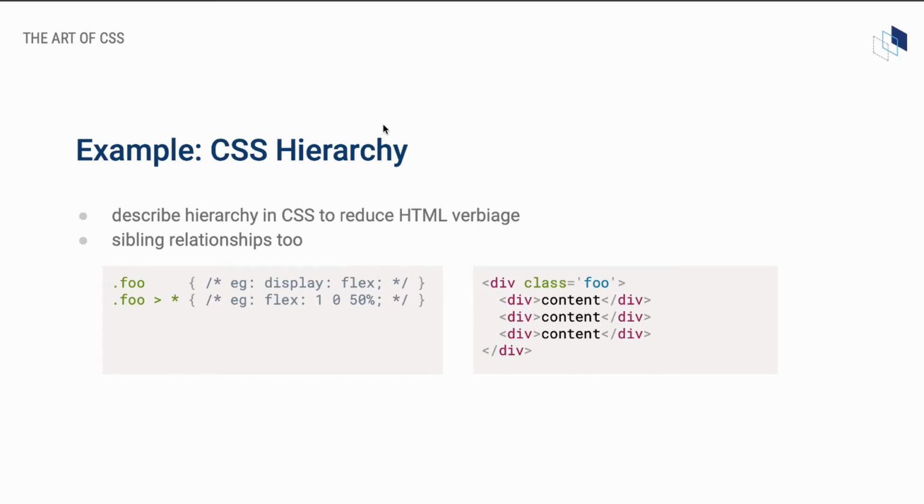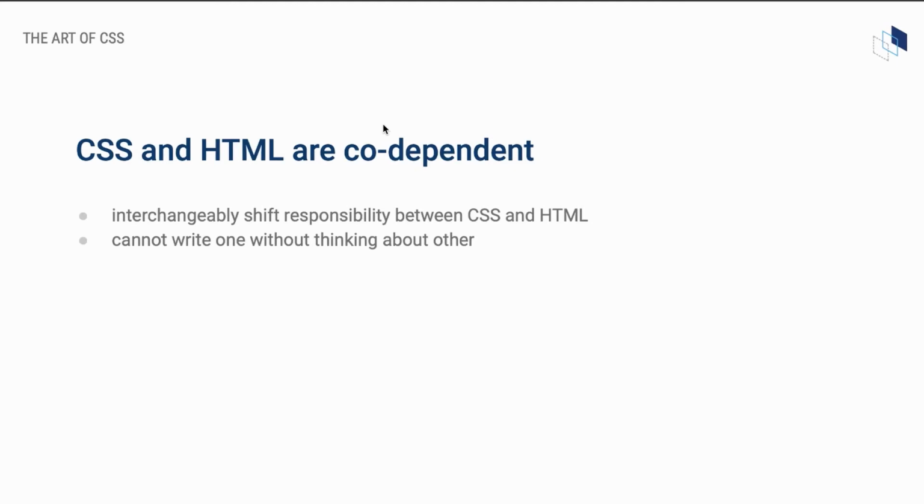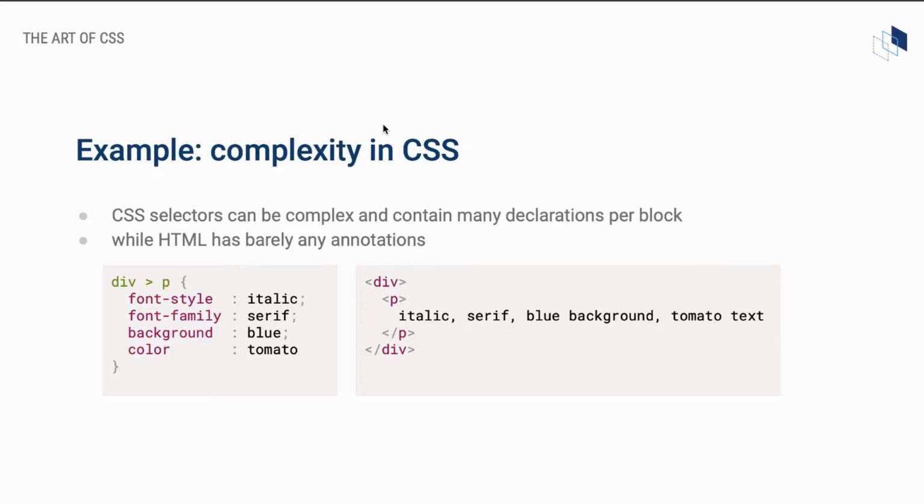This leads me to a side conversation, which is CSS and HTML are codependent documents. We can interchangeably shift responsibility between the CSS and HTML, and we cannot write one without thinking about the other, or rather, we should not write one without thinking about the other. Here's some examples. We can, in theory, push all the complexity into CSS. So you can see here on the left-hand side, I have a complicated selector, so div and p. I also have a complicated declaration block with all sorts of noise. But if you look at the HTML, there's nothing there at all.